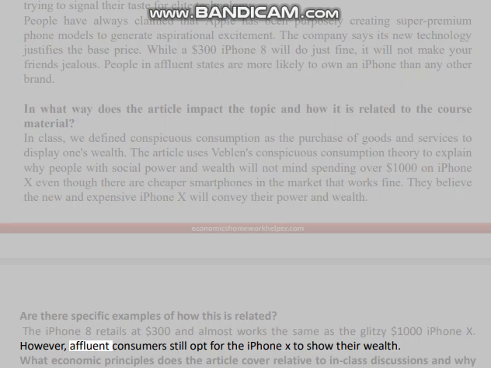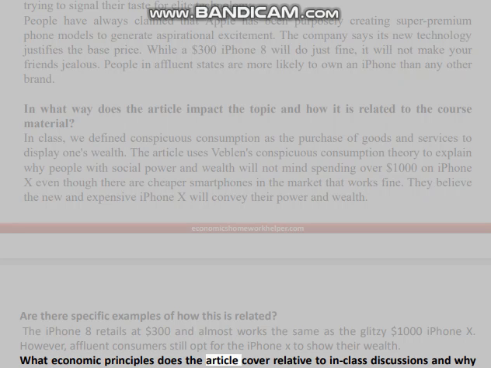However, affluent consumers still opt for the iPhone X to show their wealth. What economic principles does the article cover relative to in-class discussions, and why is this important? Be specific. The article covers oligopoly power. Apple uses product differentiation and its pricing power to target affluent consumers. The company uses emotion-stirring launches and exorbitant prices to target conspicuous consumers.